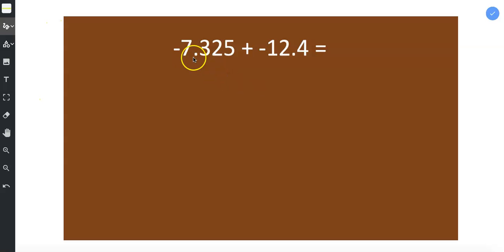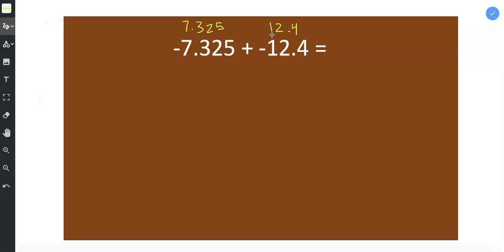Now before we can add, we need to figure out which is larger in terms of absolute value. So let's take the absolute value of negative 7.325. That would give us 7.325. Remember, absolute value just basically makes it so that you're writing a positive number because we're talking about the distance from 0. And the absolute value of negative 12.4 is 12.4. So now that they're both positive, we can compare these numbers.